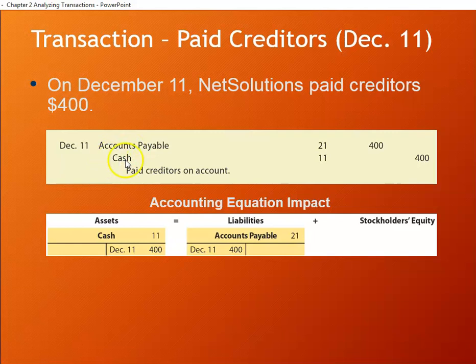Cash has gone down. It's an asset. It's gone down, so we're going to credit cash. What is the accounting equation impact? There actually is not any, because we have reduced assets by $400, but we've also reduced liabilities by a corresponding $400.